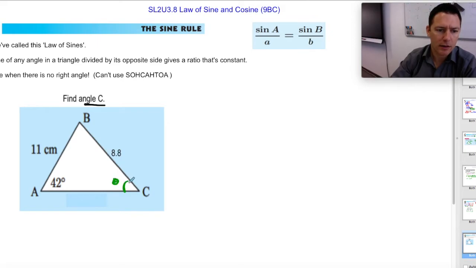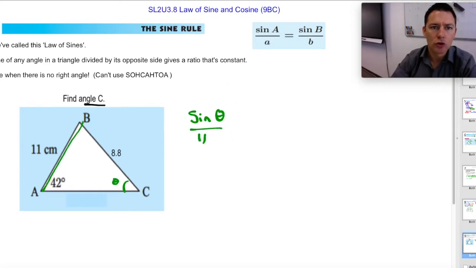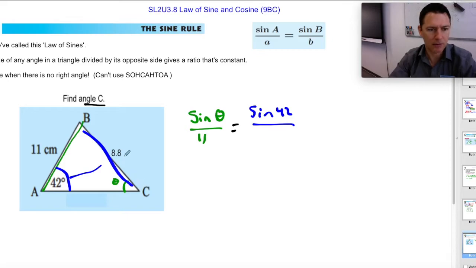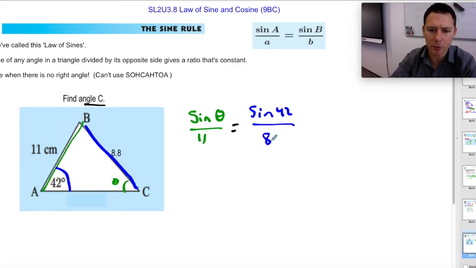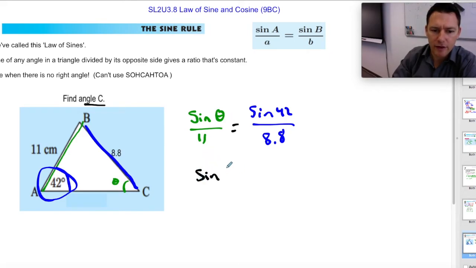Let's call it theta. And so we can use this relationship and say, hey, the sine of theta divided by 11, its opposite side, should be the same ratio as the sine of any other angle in the triangle divided by its respective opposite side, so divided by 8.8. All right, so then if you multiply 11 to both sides, you get sine of theta equals 11 sine of 42 over 8.8.